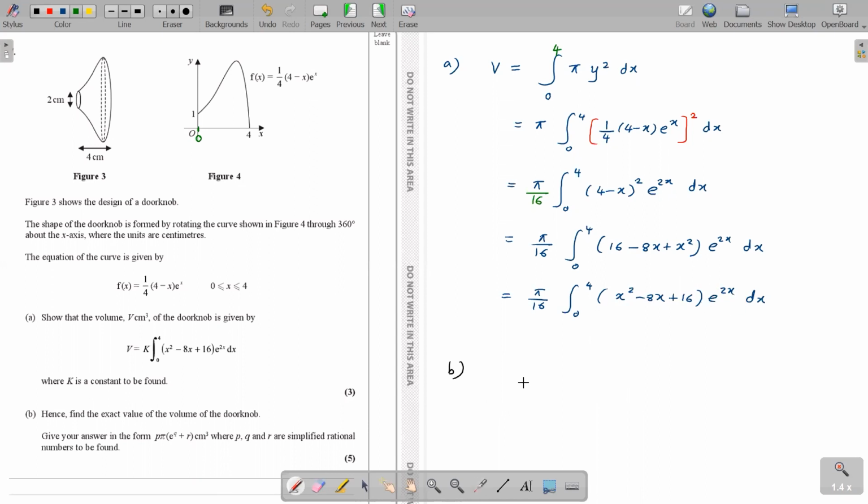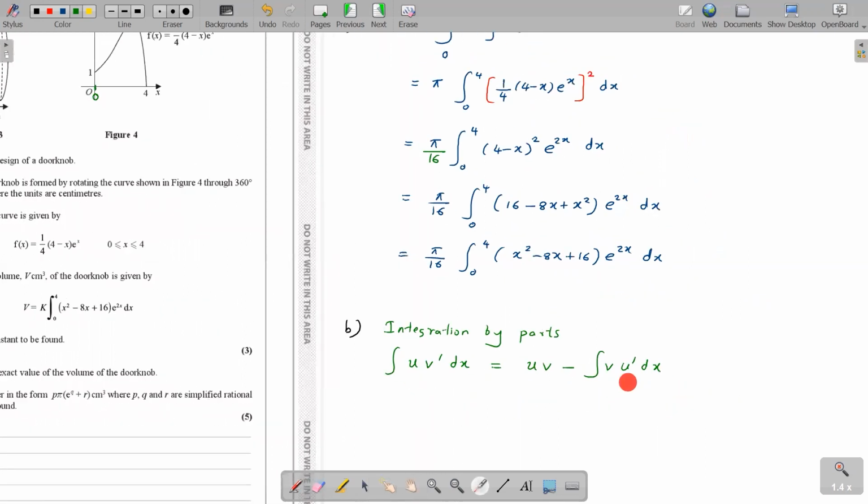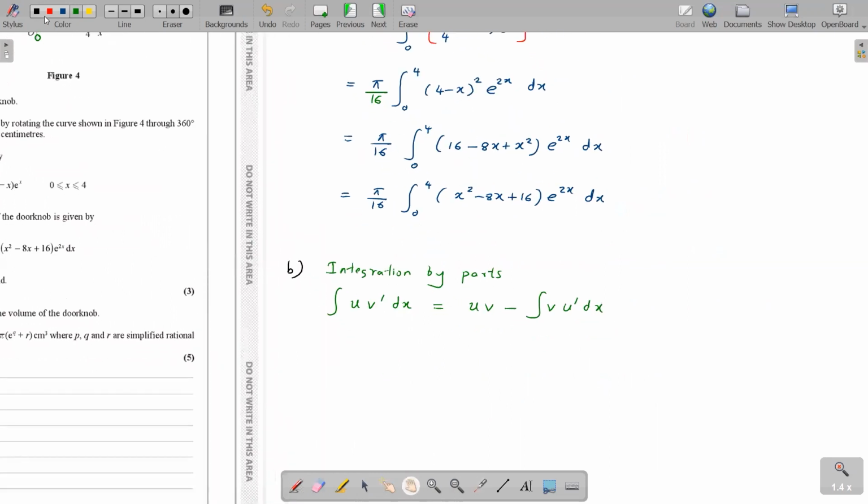So integration by parts rule, if I remind you: how does it work? Integration of uv dash with respect to x is uv minus integration of vu dash. This is the rule where u becomes u dash by differentiation and v dash becomes v through integration. Okay, so then basically I have here the thing I need to integrate.